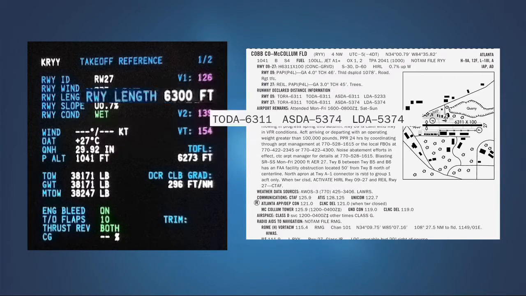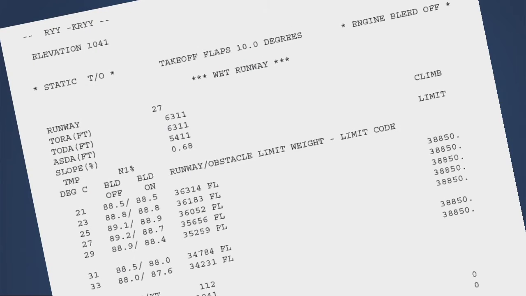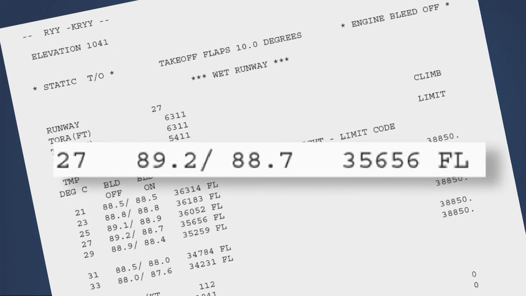For example, the flight management system for this airplane calculates a maximum allowable takeoff weight of 38,247 pounds for takeoff on runway 27 if the runway is wet. However, the runway analysis for runway 27 reports a maximum allowable takeoff weight of 35,656 pounds, a difference of over 2,500 pounds.